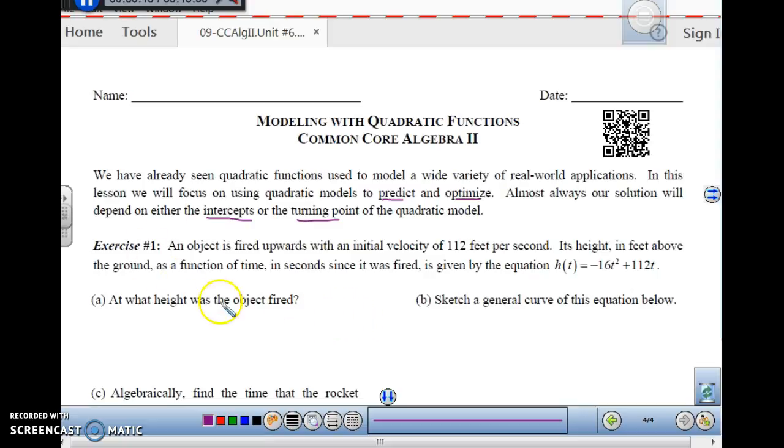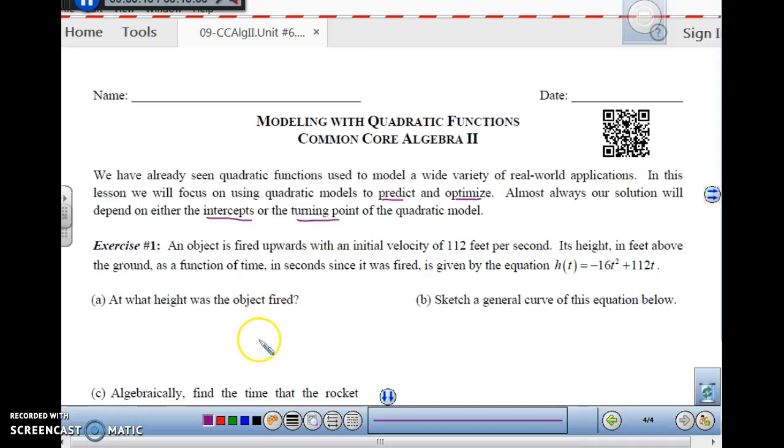All right, so here's our first exercise. An object is fired upwards with an initial velocity of 112 feet per second. Its height in feet above the ground as a function of time in seconds since it was fired is given by the equation h of t equals negative 16t squared plus 112t. So at what height was the object fired?